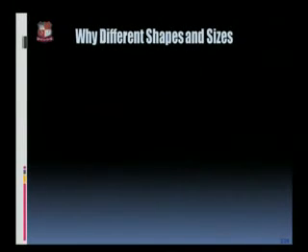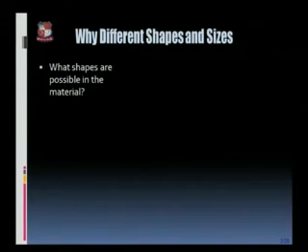Why different shapes and sizes? Why not go only for a rectangle, or only for a circular, or only for a triangular? Which shape or size we have to use is important. So what shapes are possible in the material? If I take a wooden beam, it is possible for me to cut it in a rectangular, and it is possible to cut it in a circular, but circular will be difficult. So generally when we have got a wood or a timber, we go for a rectangular or T shape.